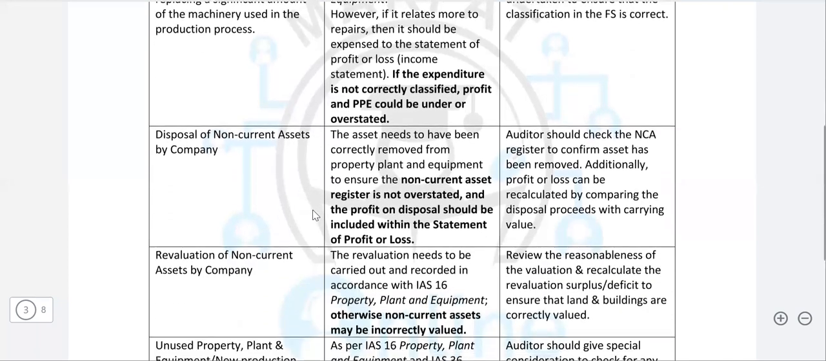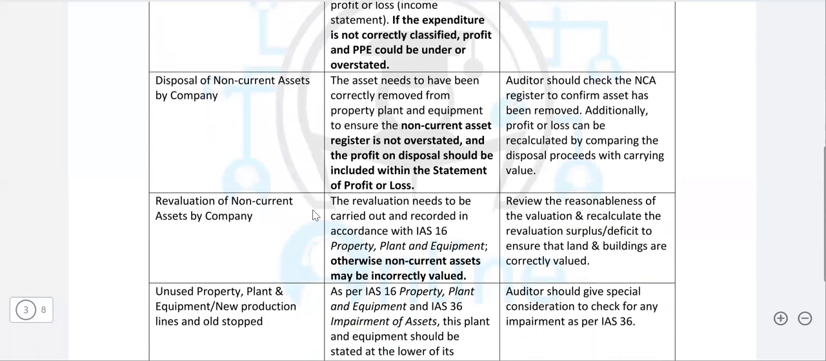Now, the second thing, disposal of the non-current asset by the company. If that is written in the exam, we know that the asset should be removed from the asset register and gain and loss on disposal should be recorded in the profit or loss. There is a risk that the asset is still part of the asset register and incorrect gain and loss may be recorded within the profit or loss, resulting in the overstatement of assets and profits.